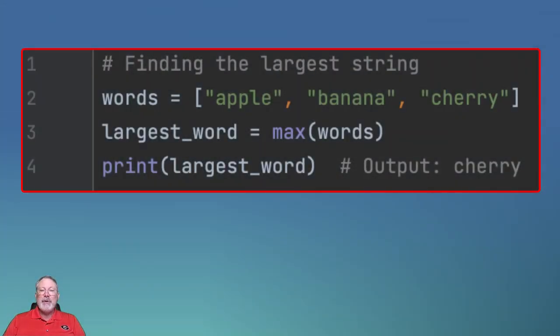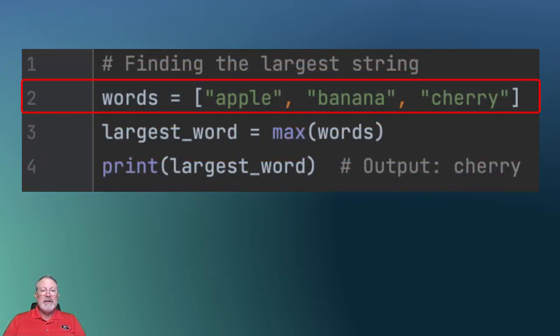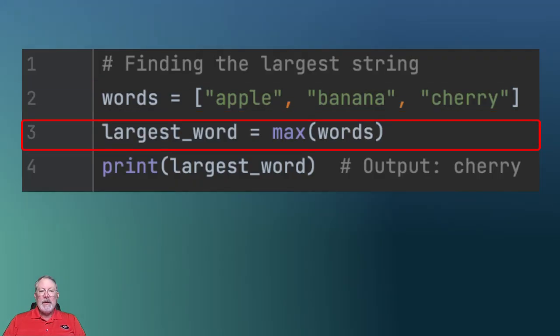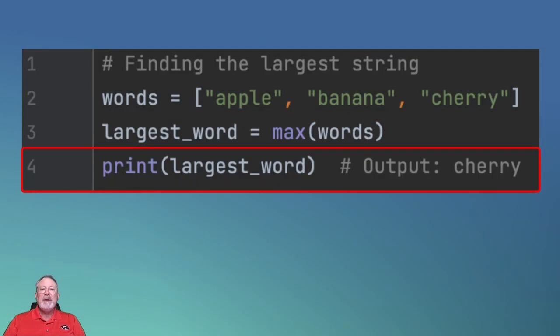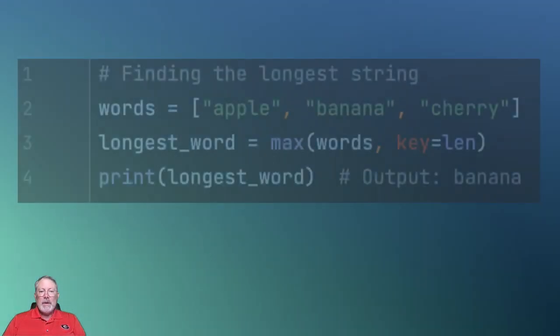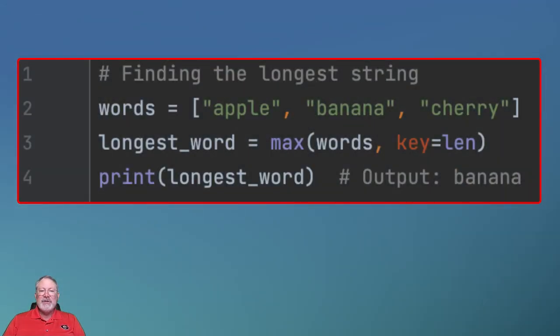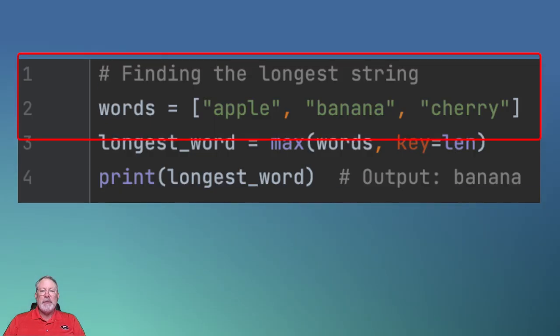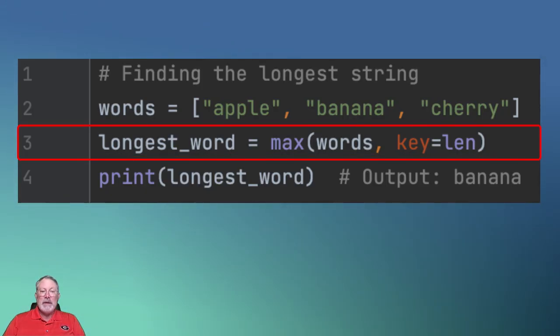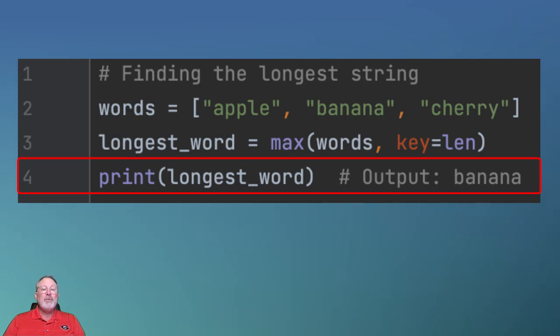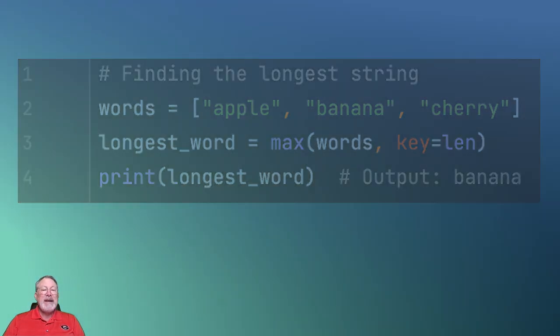Max works with strings too, comparing them lexicographically. Here, max determines that cherry is lexicographically the largest string. With the key parameter, you can customize the comparison criteria. Let's see an example. Here we set the key equal to length. So the max function uses the length function as the key, returning the longest word, in this case, banana.